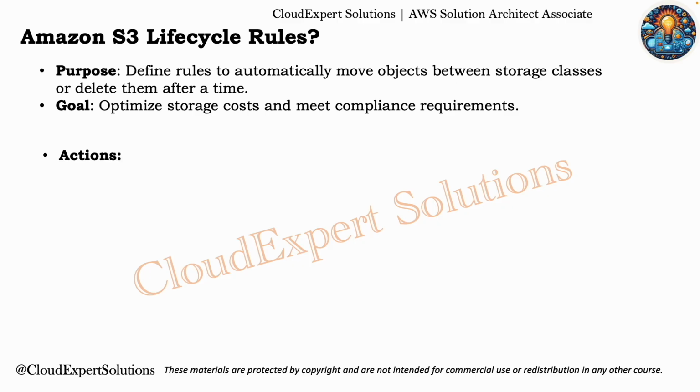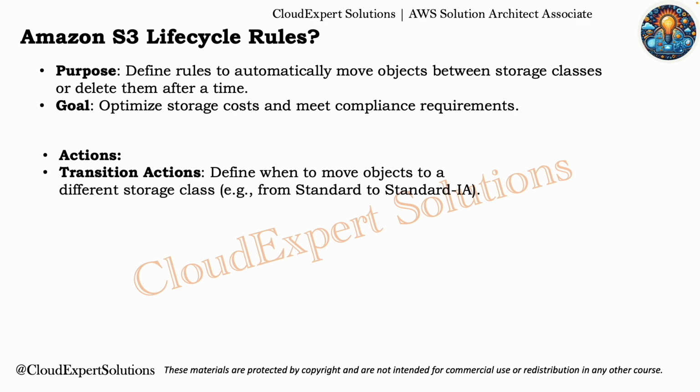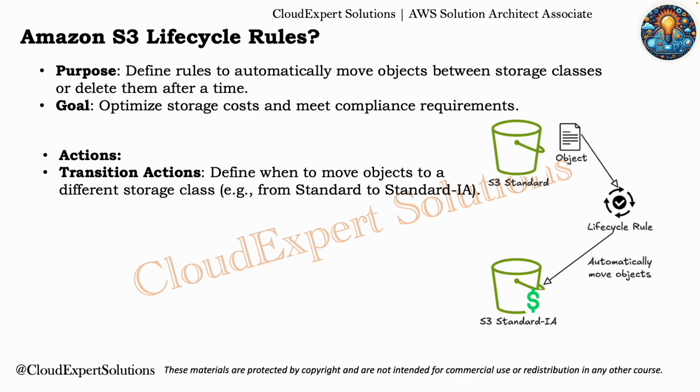A rule can have 2 main types of action. The first one is transition action. This action automatically moves objects to a different storage class based on the object age. For example, moving a file from the standard tier to the cheaper standard infrequent access tier after 30 days, as we have shown in this diagram. And the other option is expiration action. Under expiration action, these rules permanently delete objects after a specific period, and these are great for cleaning any temporary files or old log data.